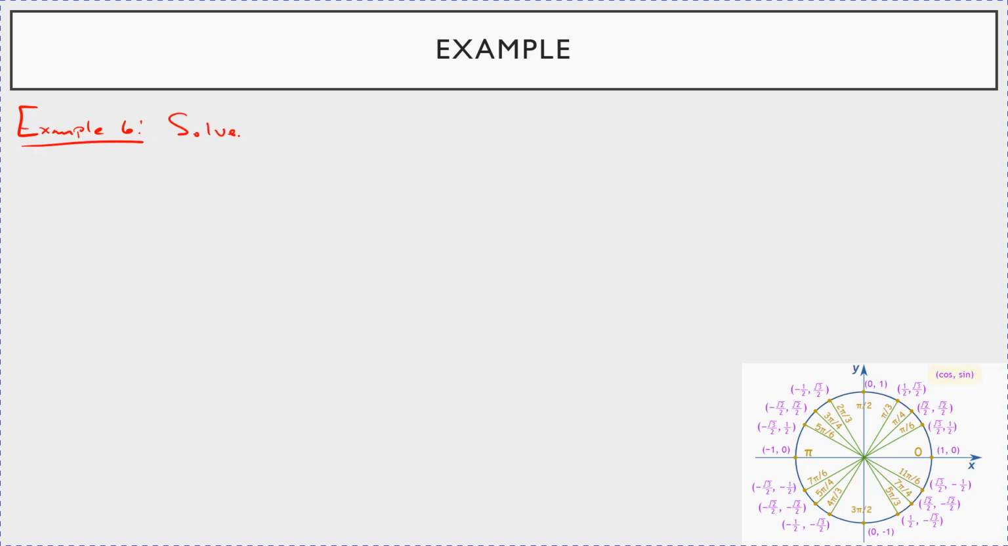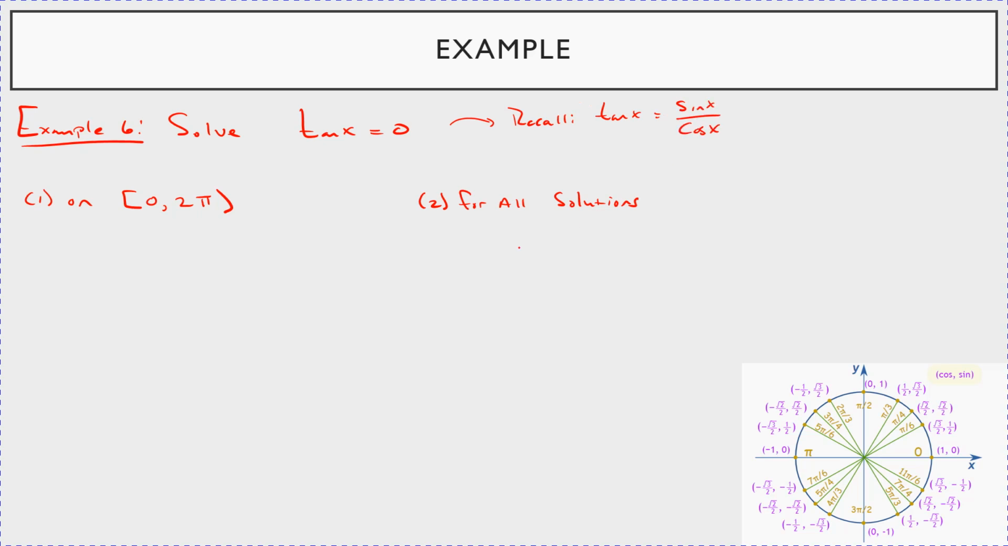All right, let's solve tangent of x is equal to 0. Okay, so we'll start 1 on 0 to 2 pi. And then 2, we'll do 1 for all solutions. All right, so you notice here you're like, oh, geez, there's no tangent on the unit circle. But the way you would solve this, just recall, tangent of x is the same thing as sine of x over cosine of x. So really what you're doing here to solve this, you're going to replace in here the identity.